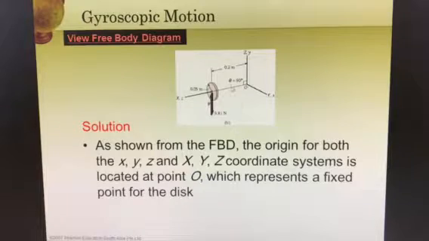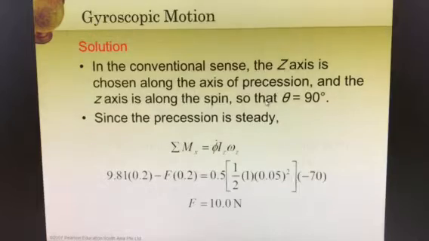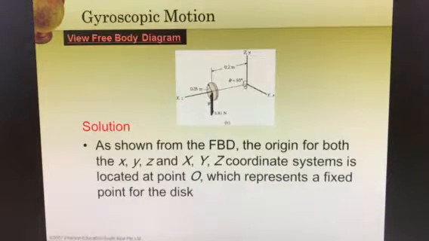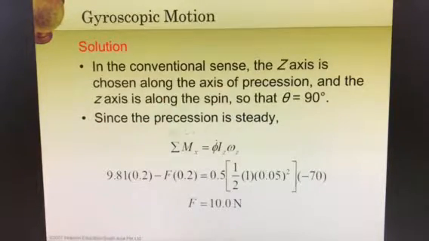So in the free body diagram, the origin for both small xyz and big XYZ is located at point O, which represents a fixed point for the disc. This one. So since this shaft is horizontal, therefore we consider the nutation angle is 90 degrees. So we can use the simplified equation, this one, and this is the angular velocity of the precession.